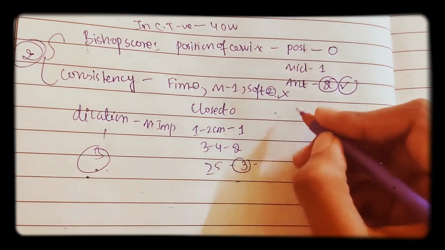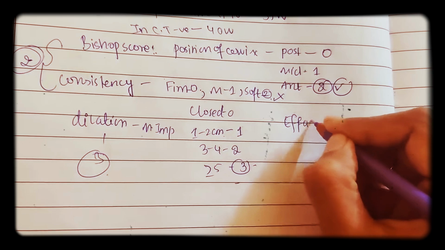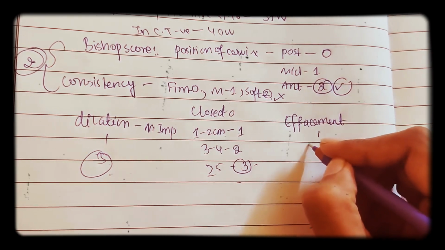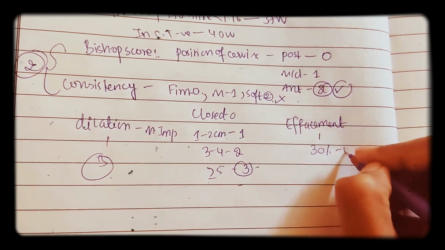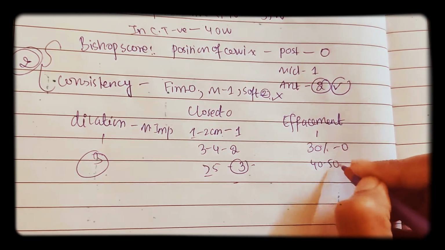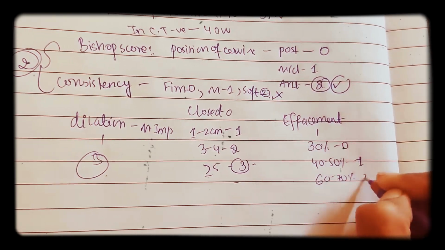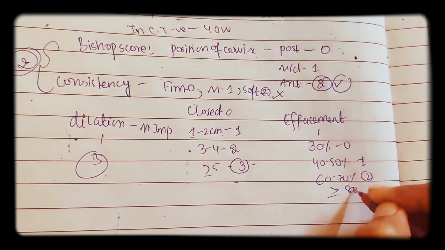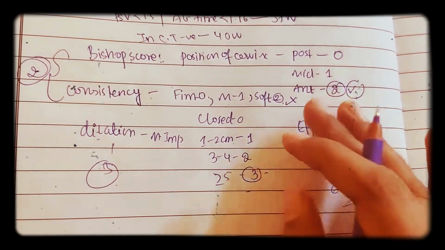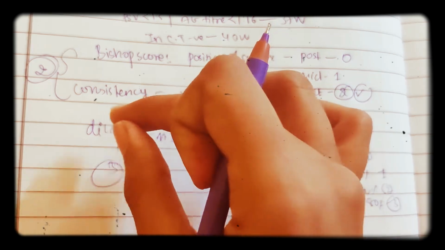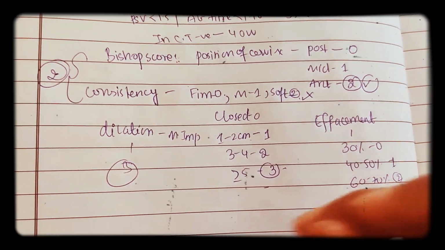Now coming to effacement of cervix. We already discussed what effacement is. If effacement is 30%, then the score is 0. If 40 to 50%, the score is 1. If 60 to 70%, the score is 2. If greater than or equal to 80%, the score is 3. So in the case of effacement and dilation of cervix, the highest score is 3. In the case of position and consistency of the cervix, the highest score is 2. So the scores are very important to remember.